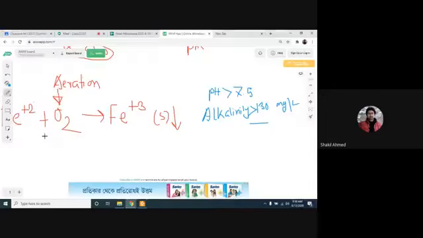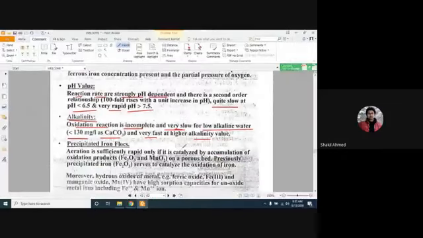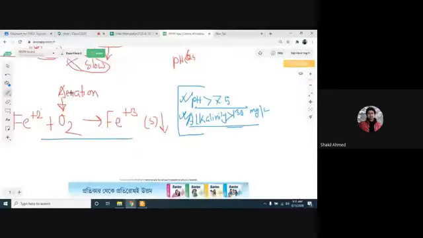So for this reaction to happen, you have to meet this criteria, operating condition: pH greater than 7.5 and alkalinity greater than 130 milligram per liter, if you want to do it using aeration. And we prefer this because air is free, right? Do you need money to buy air? No, sir.